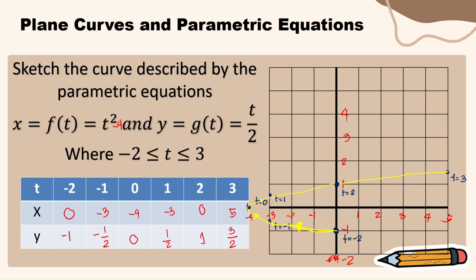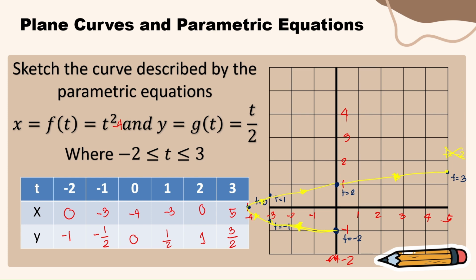So lagyan natin ng arrow in order to provide the direction. Kasi kung pabaliktad yan, that will tell us na dito yung t is equal to -2, which is wrong. Kasi dito tayo nag-start paparito sa part na to. So t is equal to 3 located here. So that is how we are going to graph our function.